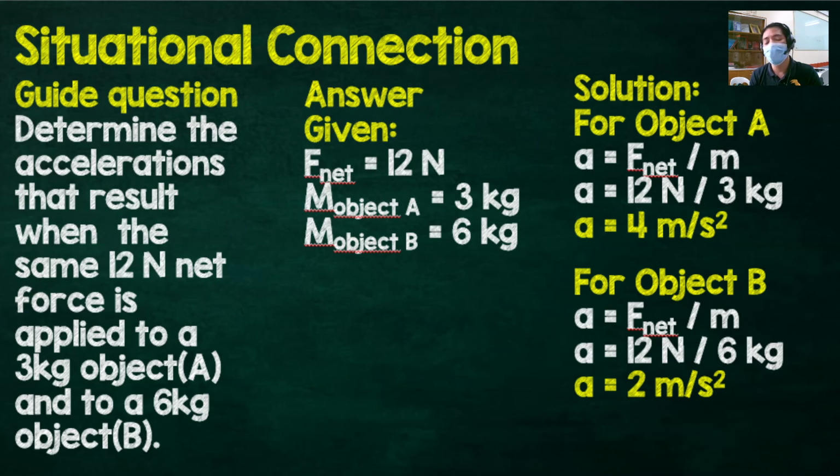So what does this problem imply to us? It only suggests and proves that mass is inversely proportional to acceleration. The bigger the mass, the lesser its acceleration, and vice versa.